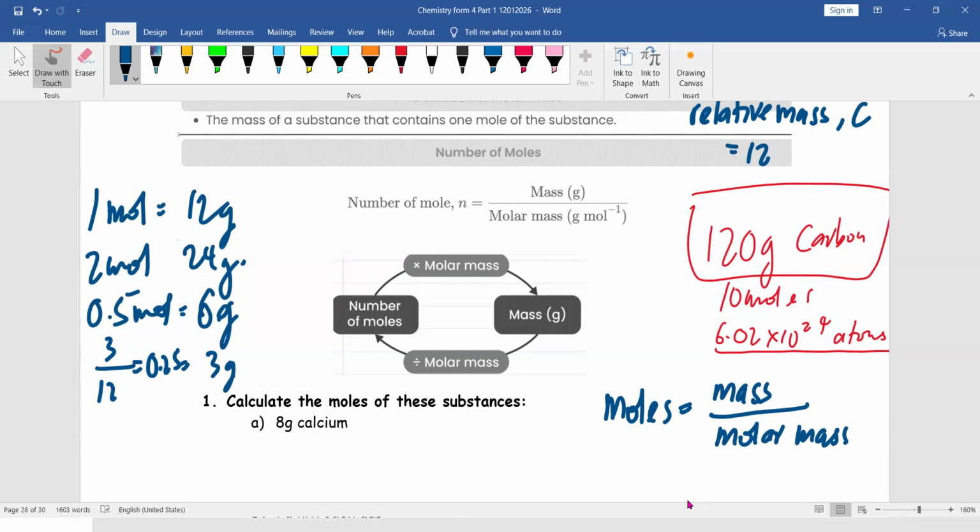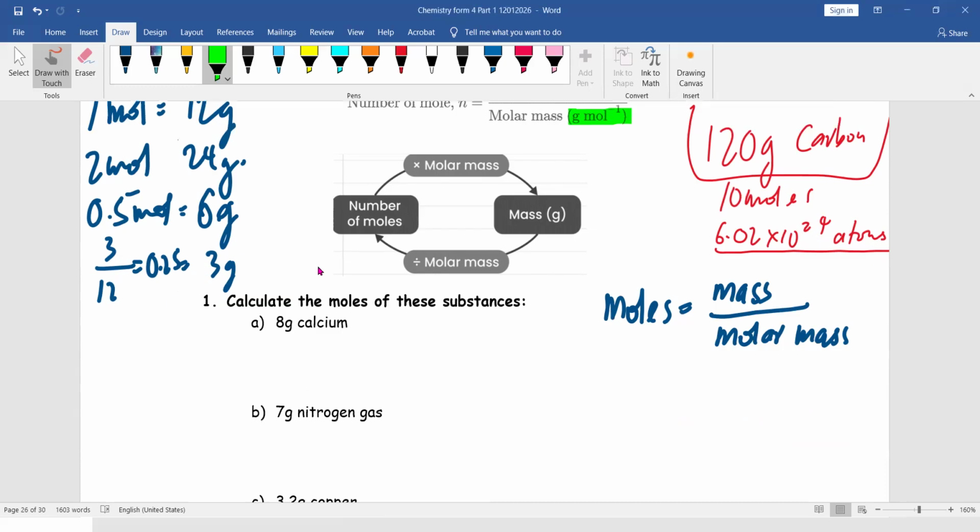Molar mass is a value given of 1 mole of a substance. So molar mass has a unit. Molar mass means every one mole is 12 grams per mole. So the molar mass of carbon, 12 grams per mole. The molar mass of boron, 11 grams per mole. The molar mass of magnesium, 12 grams per mole. Do you understand? Okay, so now let's try and calculate this.